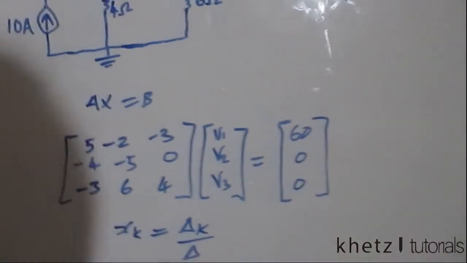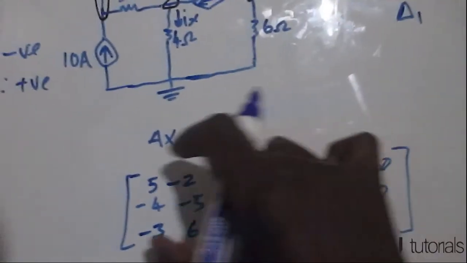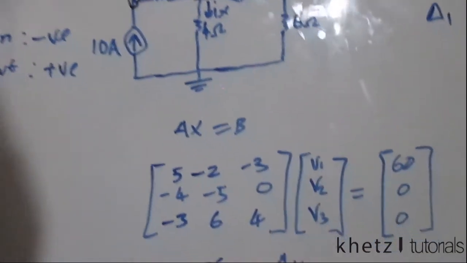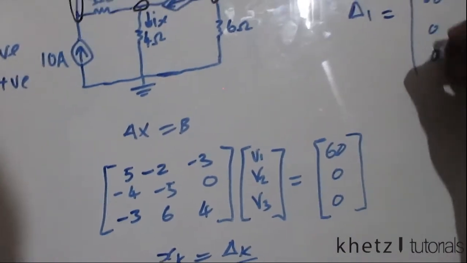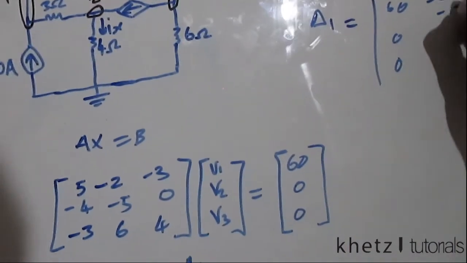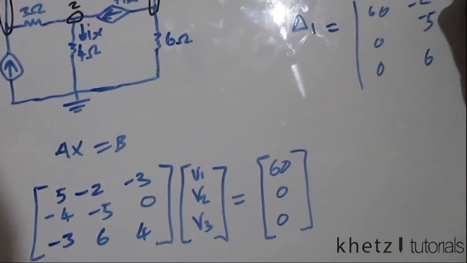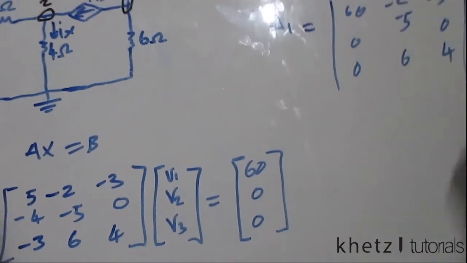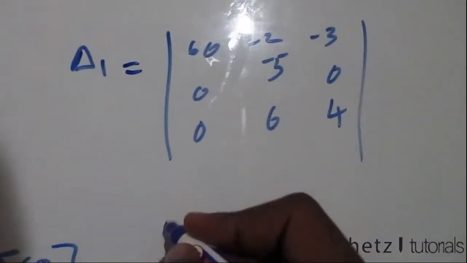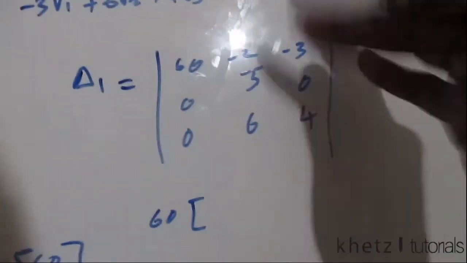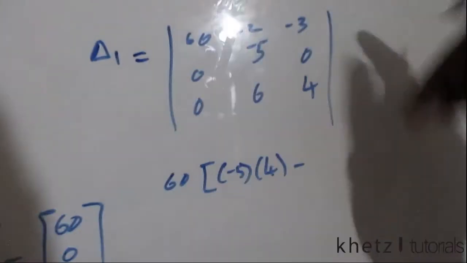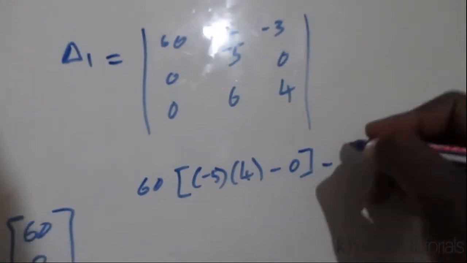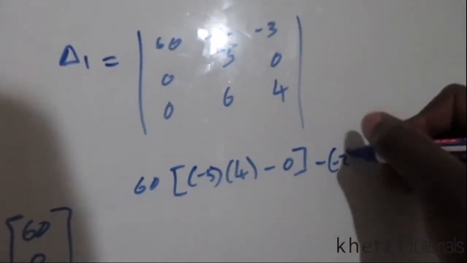So let's move on to find determinant 1. For determinant 1, just move this column to the first column of the A matrix. So our new matrix is going to be 60, 0, 0, -2, -5, 6, -3, 0, 4. And the determinant of that, first term is going to be 60 multiplied by -5 multiplied by 4 minus 0. Then we're going to have negative.